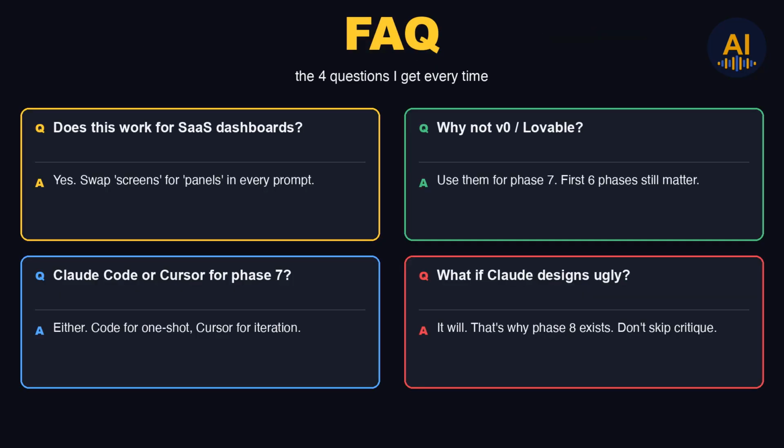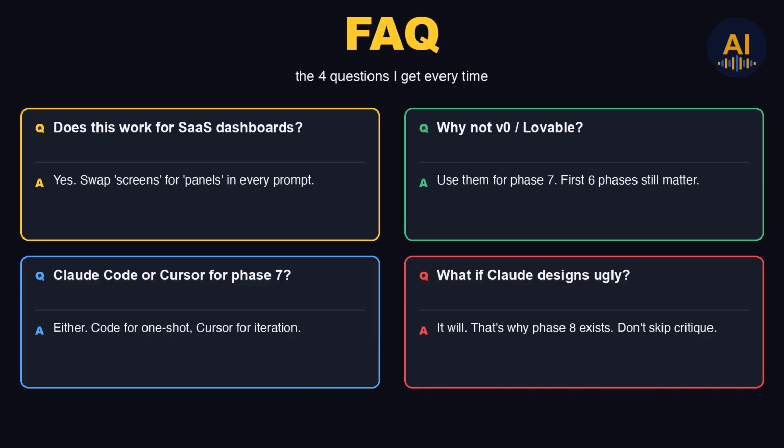4 questions I get every time. 1. Does this work for SaaS dashboards? Yes. Swap the word screens for panels in every prompt. Phase 3 becomes panel sketches. Phase 7, a working dashboard prototype. 2. Why not just use V0 or Lovable? Use them for Phase 7 if you want a faster prototype. But the first 6 phases still matter. A pretty prototype of the wrong product is still the wrong product.